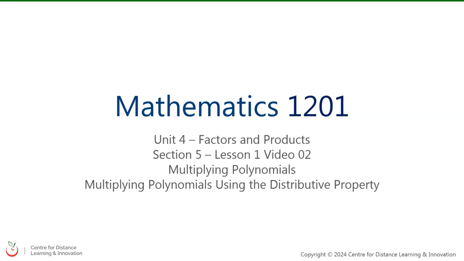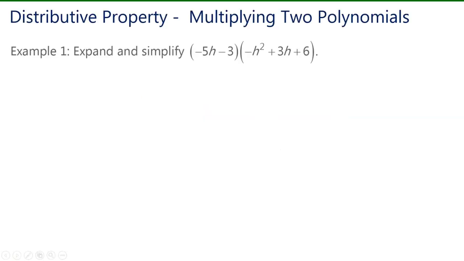In this video, we will be multiplying polynomials using the distributive property. Here's example 1. Expand and simplify negative 5h subtract 3 times negative h squared plus 3h plus 6.